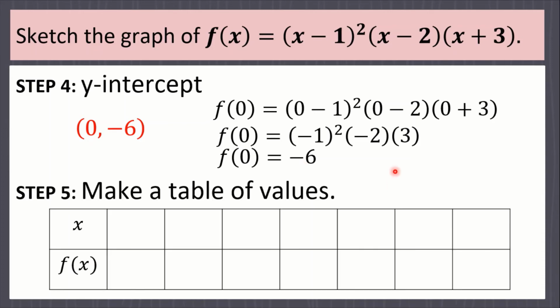Next step is make a table of values para makakuha tayo ng iba pang points for our graph. Now, i-plug in na natin dito yung mga nakuha na nating x-intercepts kanina. So, we have negative 3, 0, then 1, 0, then 2, 0. Ito yung kanina na x-intercepts natin. Ito yung x-intercepts, tas diba ang value ng f of x or y nila ay 0. Then, isama din natin yung y-intercept natin. So, we have here the ordered pair, 0, negative 6.